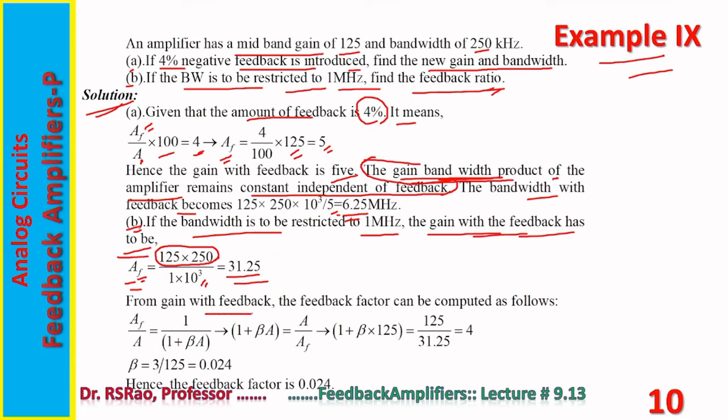From gain with feedback, the feedback factor can be computed as follows. AF by A is 1 by 1 plus beta A. So 1 plus beta A is equal to A by AF. So 1 plus beta into 125 is equal to 125 by 31.25, equal to 4. From this, beta can be determined. It turns out to be 0.024. Hence, the feedback factor is 0.024.